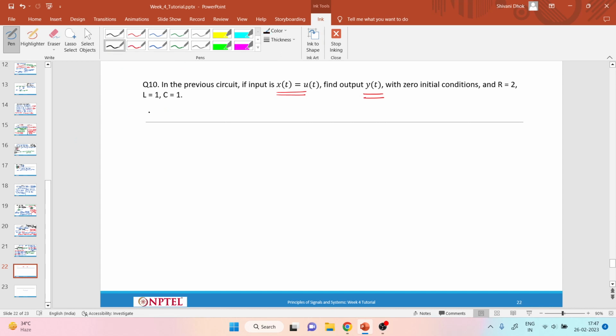But for that, what we know is this h of s, the transfer function we have obtained, is 1 upon s² LC plus s into RC plus 1, and if I substitute the values of R, L and C, it is simply 1 upon s² plus 2s plus 1, which is equal to 1 upon (s plus 1) whole squared. So this is what we have.